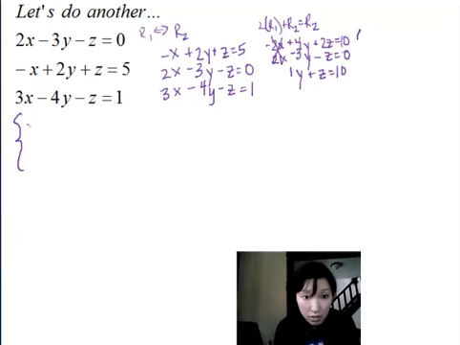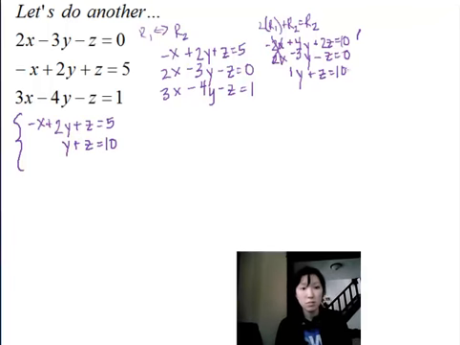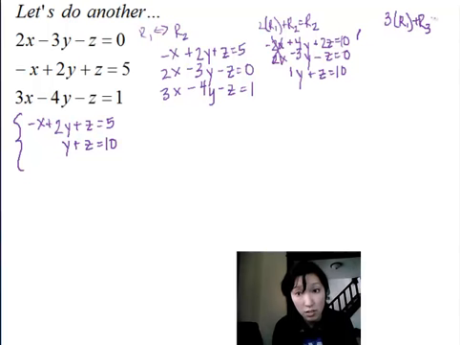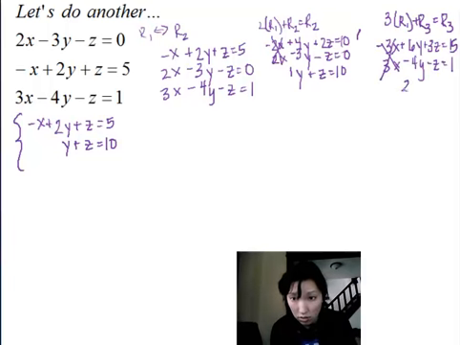Our new system is going to, if you want to, you can do 2 steps in one. I don't highly recommend it, but I'm just going to go ahead and say I'm going to take 3 times row 1 and add it to row 3 to also get a new row 3. Okay, not the best practice here, but just to save room, I'm going to do that. So here we're going to get, so these are gone. I'm going to get 2y plus 2z equals 16, right?